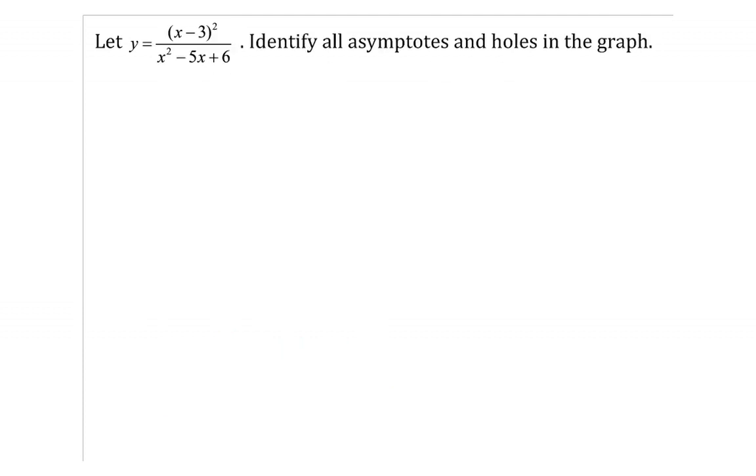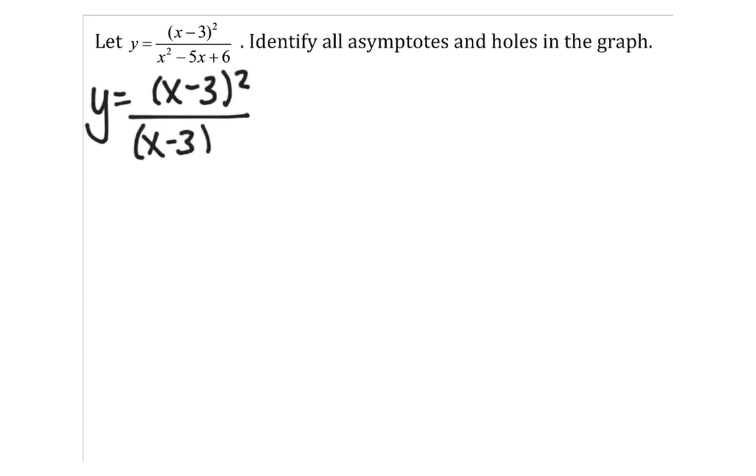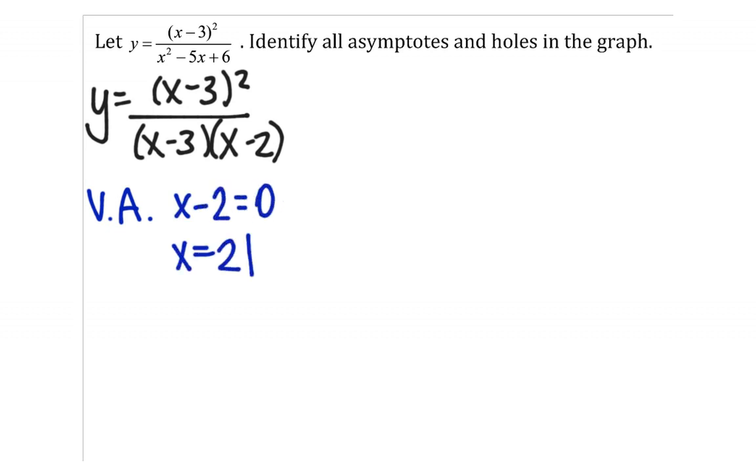This one is already partially factored for us. We do need to finish factoring it. So we have y equals x minus 3 quantity squared over x minus 3 times x minus 2. Same questions. We'll start first with vertical asymptotes. In this case, the factor of the denominator only is x minus 2. Set it equal to 0 and solve. So I have a vertical asymptote at x equals 2.